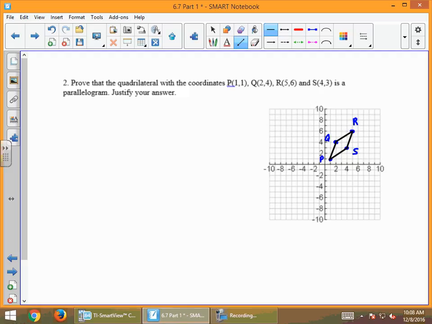You can just draw and recognize what it looks like. All right. Is that a parallelogram? Some people look at it and say yes, no, I don't know. Well, let's go ahead and do the same thing. Let's check the diagonals here.